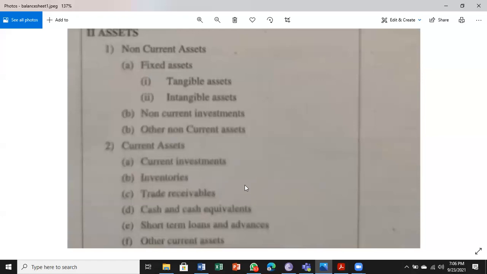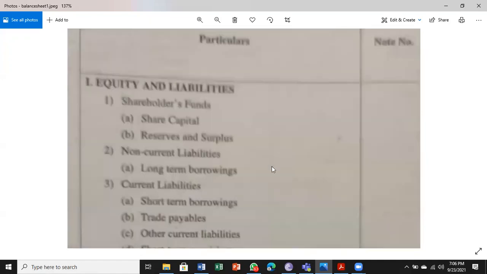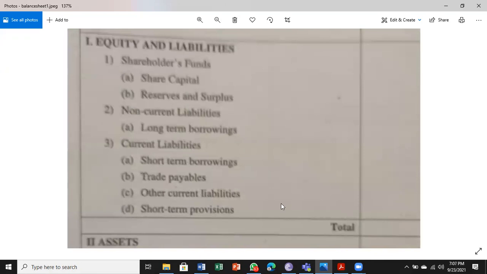E is short-term loans and advances. F is other current assets. So this is the format of a balance sheet. Whenever you are working a balance sheet problem, this much has to be written. This is the format. You can't eliminate anything out of it. We have to have this, then work the problem. So let me explain one by one from the beginning.